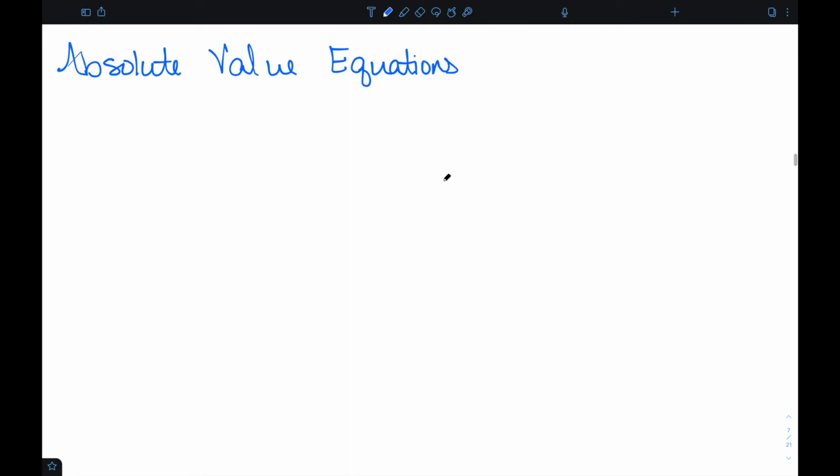Let's talk about absolute value equations, equations that involve an absolute value. Let's start with a basic one, like the absolute value of x is equal to 3. What this is saying is, what has an absolute value equal to 3? Well, 3 has an absolute value equal to 3, but it's not the only thing. Negative 3 does as well.